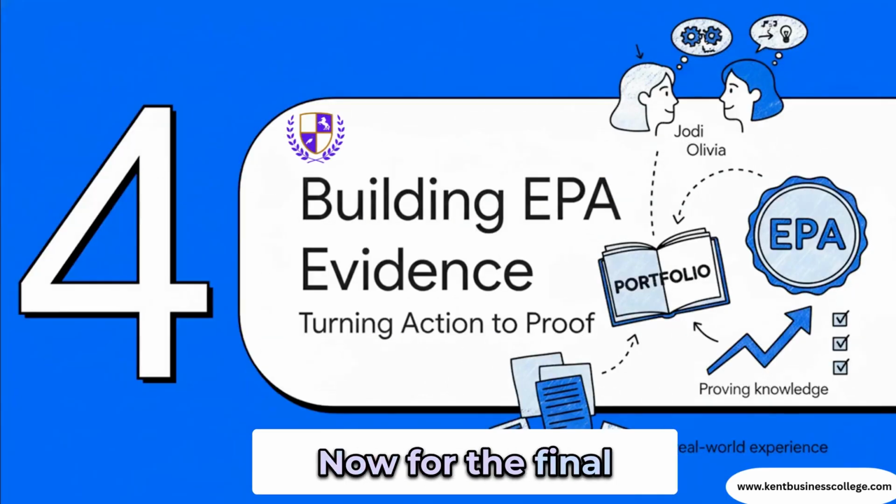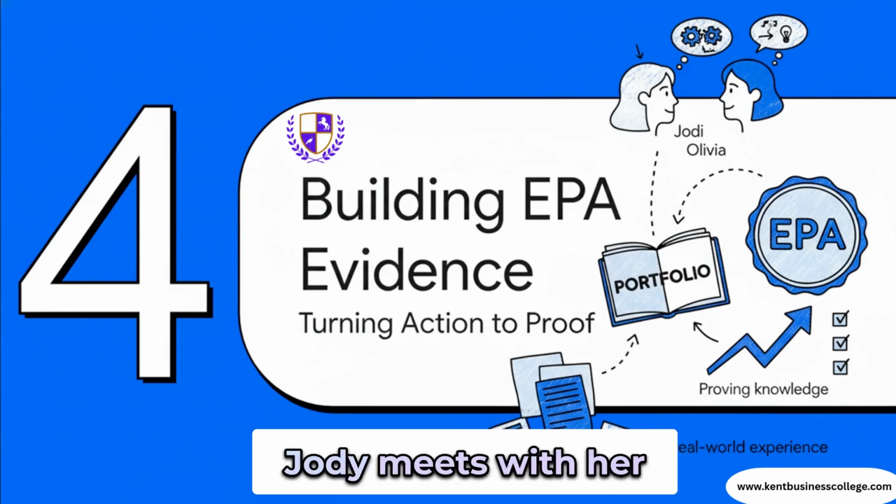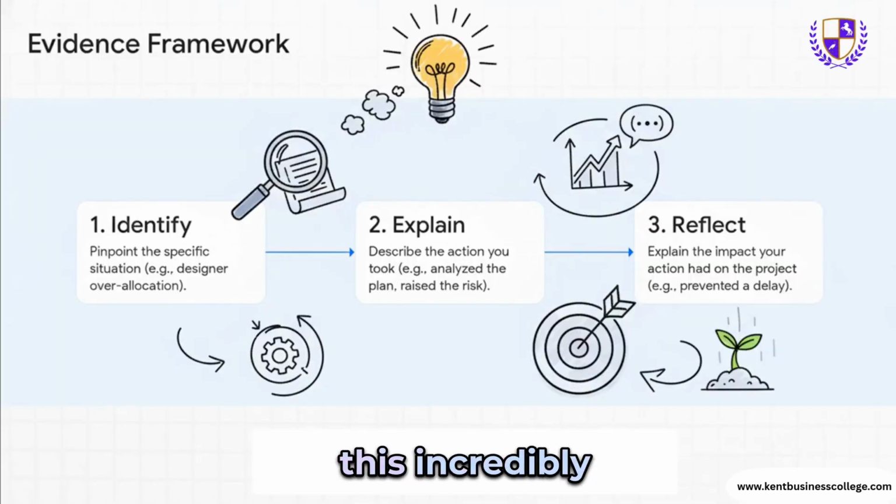All right, now for the final and honestly the most crucial piece of this puzzle. How do you prove you know this stuff? Jody meets with her coach, Olivia, to figure out how to turn this real-world experience into solid evidence for her portfolio and her endpoint assessment. The EPA. Olivia gives her this incredibly simple but powerful framework. See, it's not enough to just say what you did. You have to first identify the specific situation. Then, explain the action you took. And here's the kicker. You have to reflect on the impact. Why did what you do actually matter to the project?